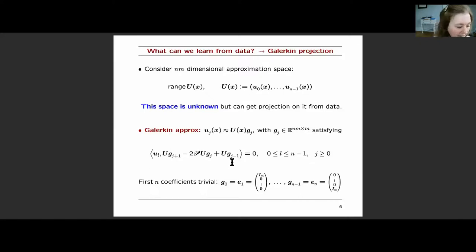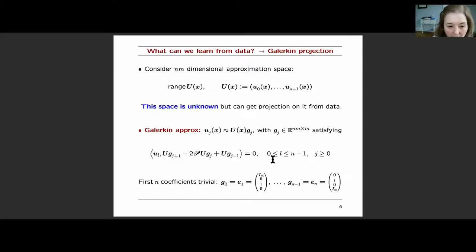Notice in particular that by the definition of my space, the first Galerkin coefficients, the first n of them, are trivial, because of course, for j equal to zero up to n minus one, these guys are in the space, so we achieve an exact representation. So we know the first n Galerkin coefficients are given here, where I_n is the m by m identity matrix. But of course, this is written for all indexes j, not just for the first n ones.